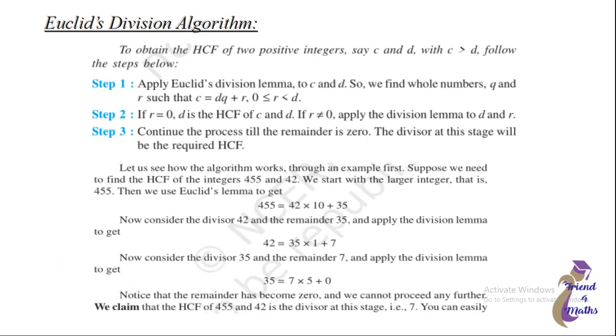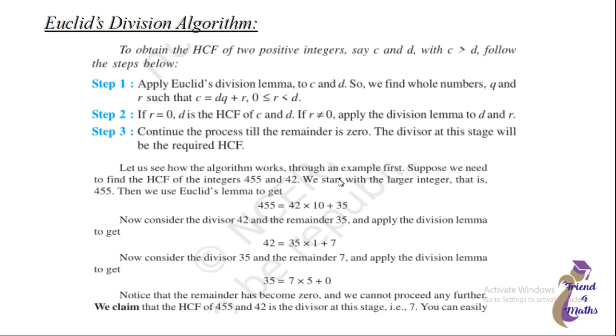And also there comes an algorithm. In this algorithm, it says that to find out some properties of numbers, we can use this Euclid's division lemma equation a equal to bq plus r in a step-by-step process. That means an algorithm. So first, to obtain the HCF of two positive integers, here taken as c and d, where c is greater than d.